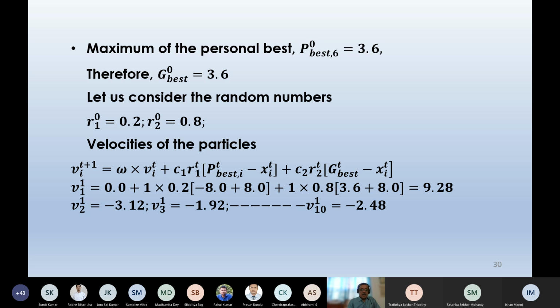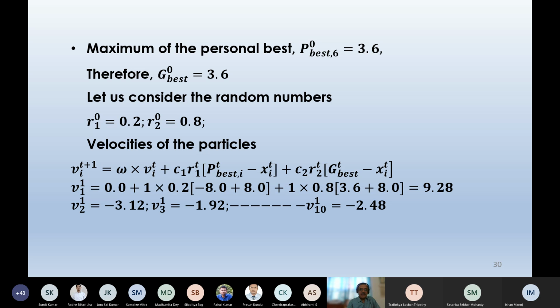So P base i is minus 8.0, minus of minus 8.0 is plus 8.0. C2 is equal to 1, R2 is 0.8. What is global best? 3.6 minus x_i(t) is minus 8.0. And if you calculate, you'll be getting 9.28. So this is V1, that is the velocity of particle 1 in the second iteration.